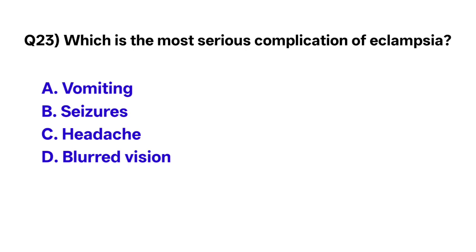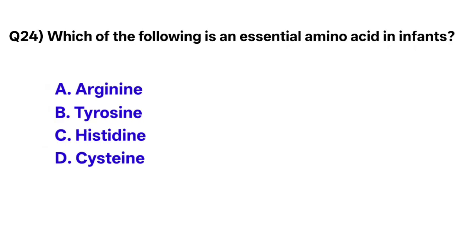Question number 23. Which is the most serious complication of eclampsia? The correct option is B. Seizures. Question number 24. Which of the following is an essential amino acid in infants? The correct option is C. Histidine.